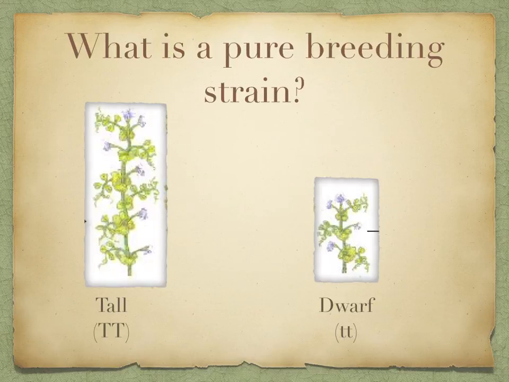What is a pure breeding strain? Well, if you repeatedly breed tall plants with tall plants and dwarf plants with dwarf plants, you get a pure breeding strain for each. Pure breeding strains can be bred for almost any character. What it means is that the organisms are homozygous. So here you can see the tall plant is homozygous, represented by capital T, capital T. The dwarf plant's got both alleles the same, represented by small t, small t.